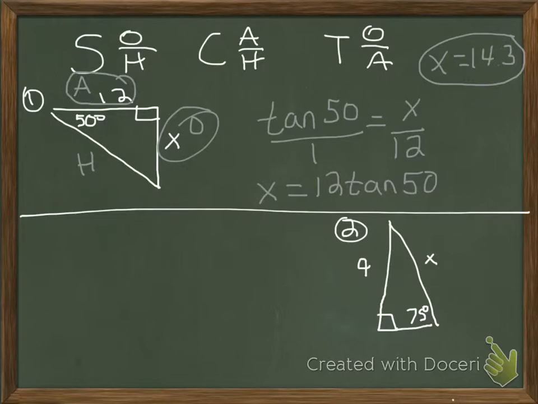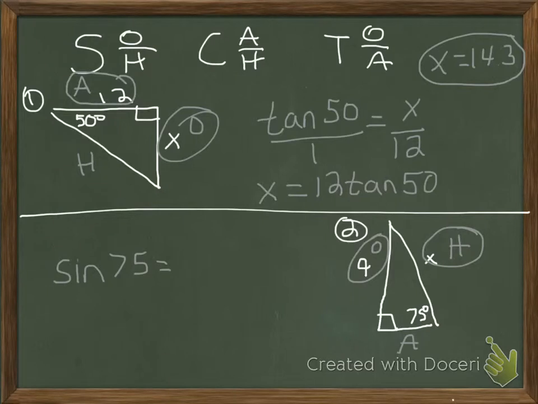All right, jumping down to number 2, same type of triangle. It's a right triangle. I know one angle measure, and I have a side, and I'm looking for a side. So I'm going to label my sides. I've got my hypotenuse, I've got my opposite, and I've got my adjacent. This time I'm going to be using the one that has opposite and hypotenuse. That's my sine.